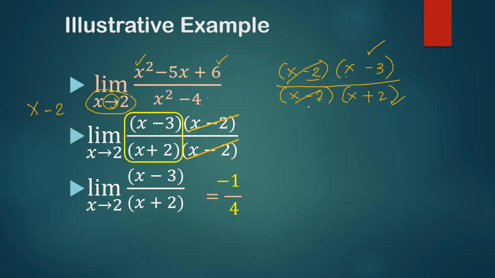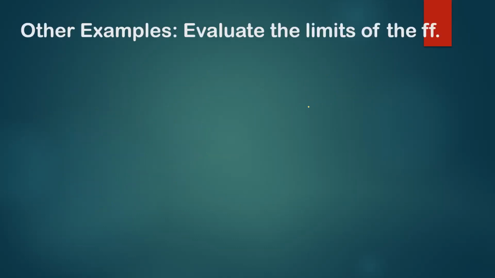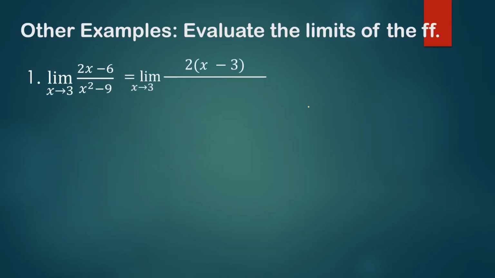out. Okay, that is true for mga ganitong mga rational functions, mga algebraic functions na nasa 0 over 0 na form. So we have these other examples. Let's consider this one. So finactor natin yung numerator. We expect x minus 3 to cancel out. Yan, so ayun si x minus 3.